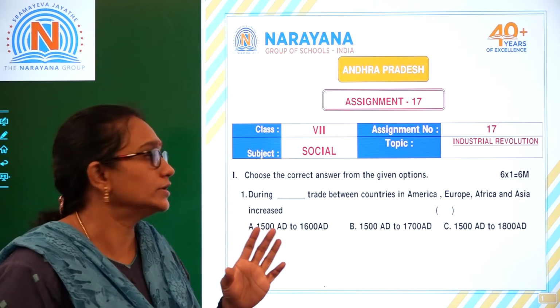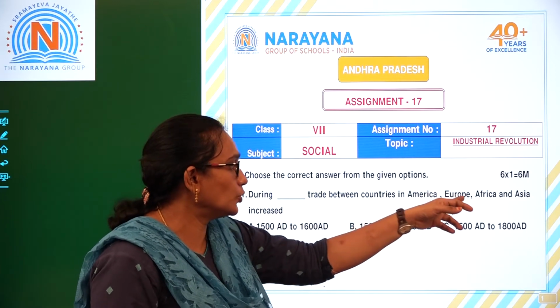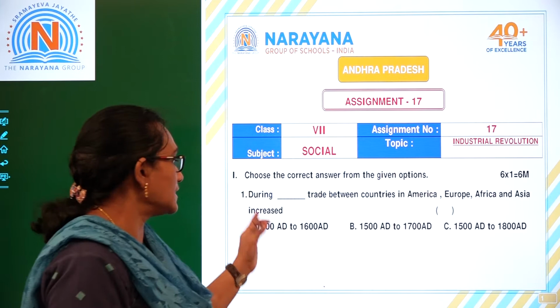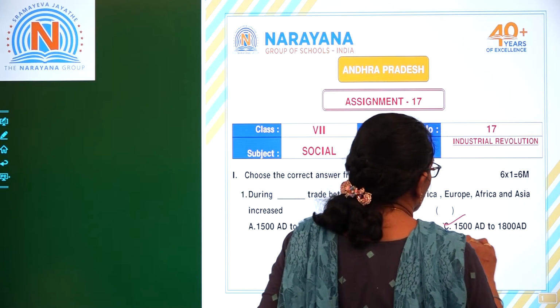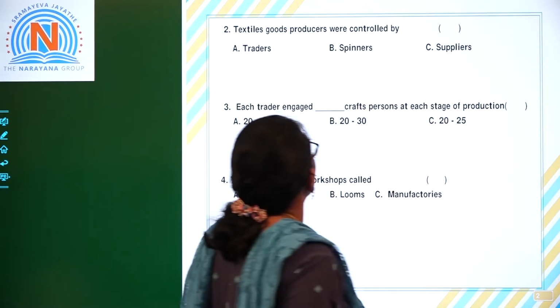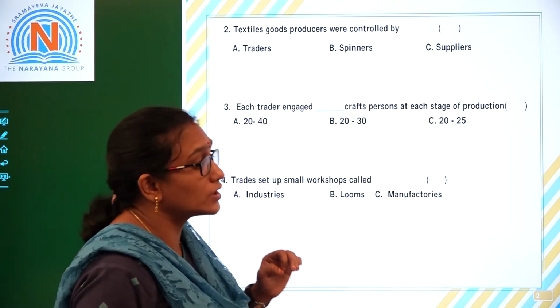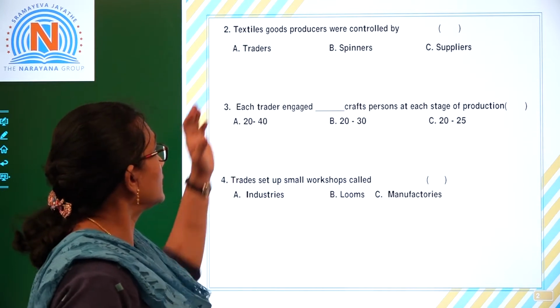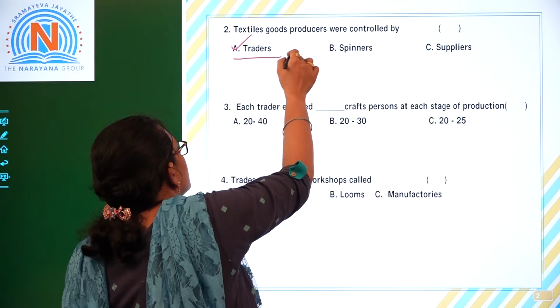So, the first question here is, during dash, the trade between the countries in America, Europe, Africa, and Asia has increased. During which period? Between 1500 to 1800 AD. Coming to the next question, textile goods producers were controlled by. So, the textile goods producers were controlled by the traders.